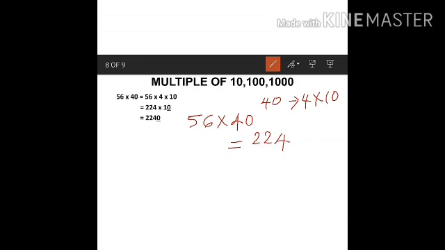Now how many zeros are there for 40? 1 zero. We'll insert a 0 at the rightmost part of the product of 56 and 4. So that our answer will be 2240. When we multiply 56 into 40, we'll get it as 2240. Now let's do another example.